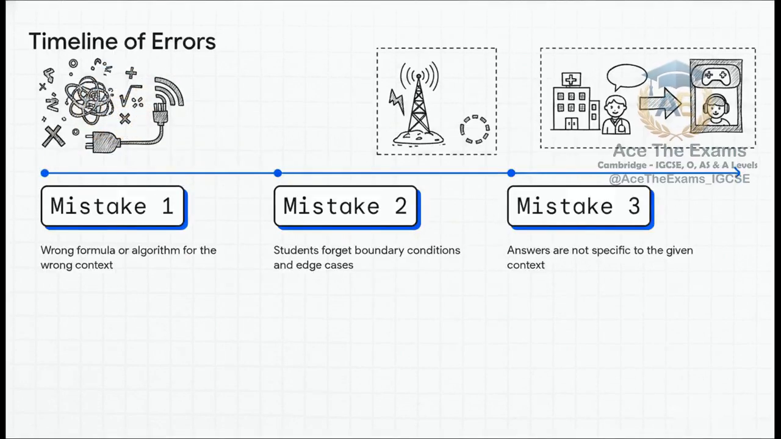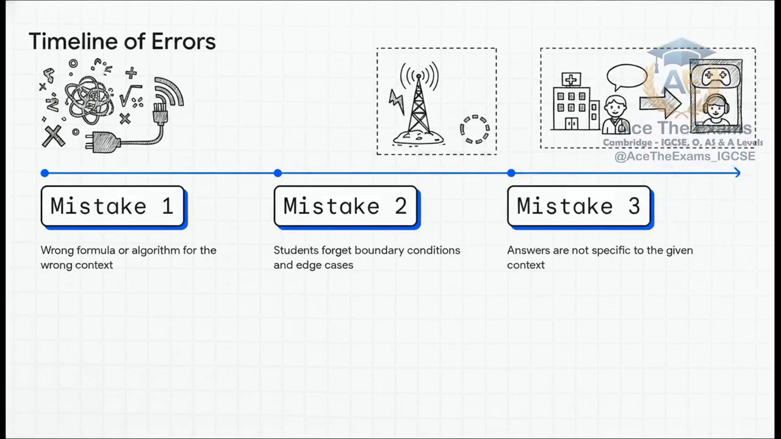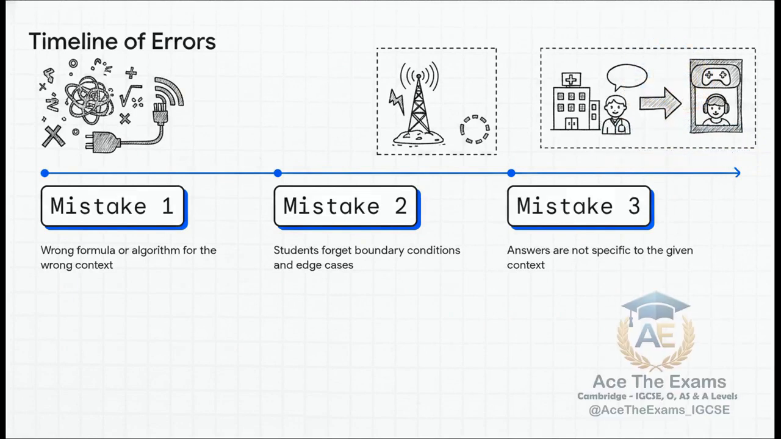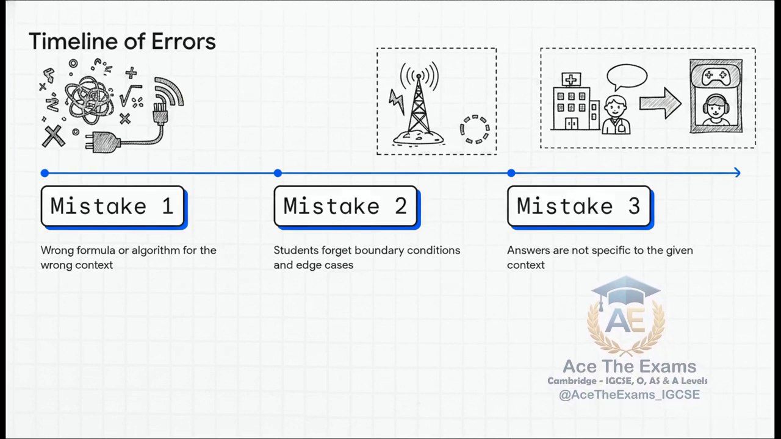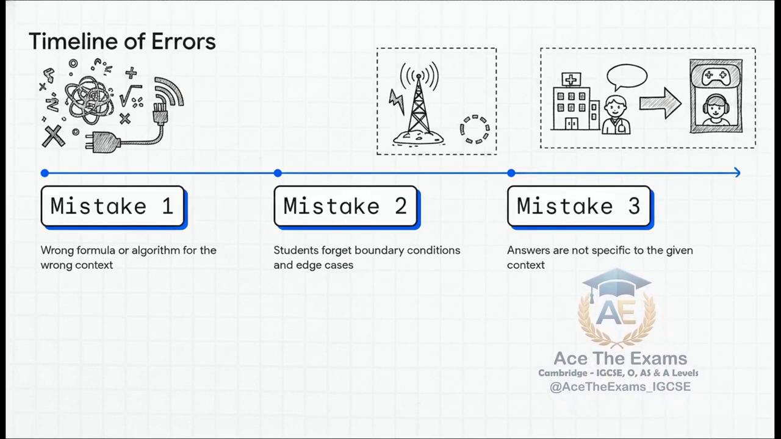The timeline of these critical errors usually flows exactly like this. Mistake 1, using the wrong formula or algorithm for the context. Mistake 2, completely forgetting to check boundary conditions or edge cases. And mistake 3, providing generic, copy-pasted answers that ignore the context. Let's unpack this timeline. Mistake 1.